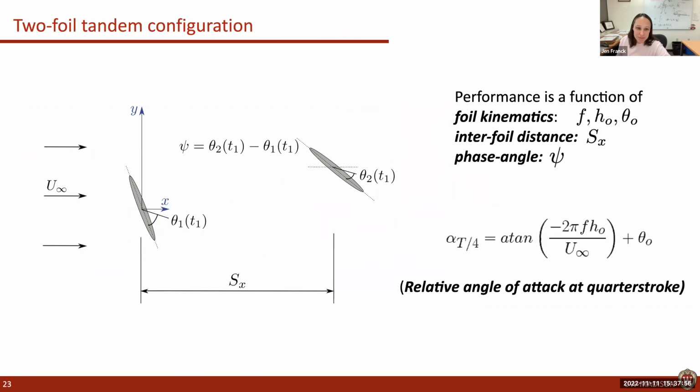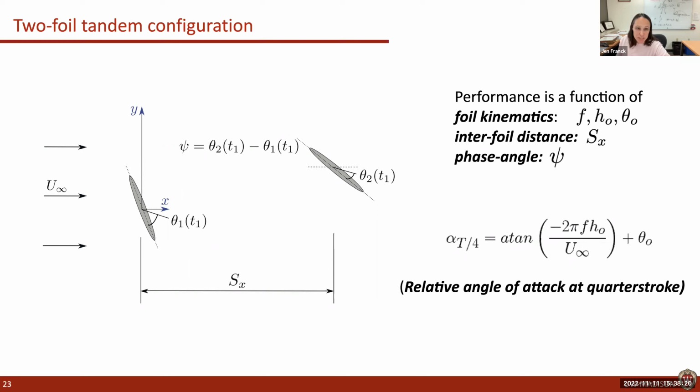Actually, that leads in nicely to this next slide. So the data that I'm going to show next is talking about a simpler system of just 2 foils, and the SX is the distance between the foils. And in this system, to reduce the parameter space, we're flapping both foils at the same frequency, heave, and pitch amplitudes, but we're changing the phase angle between them.